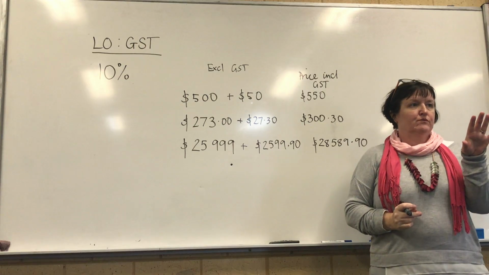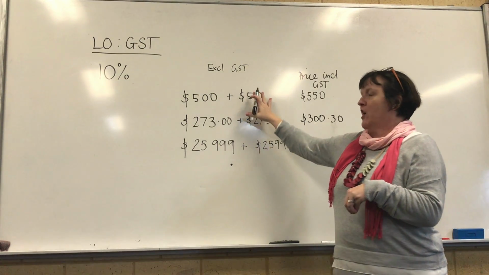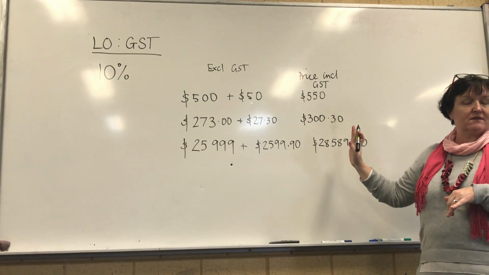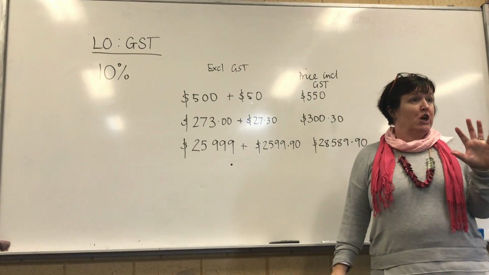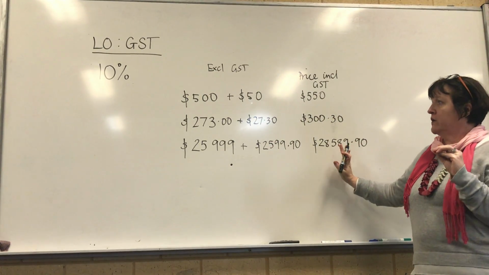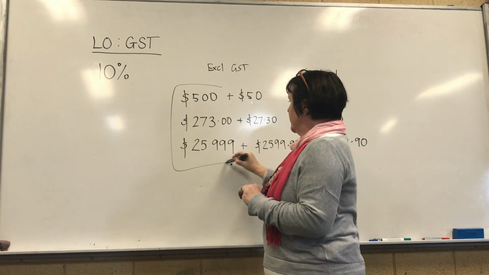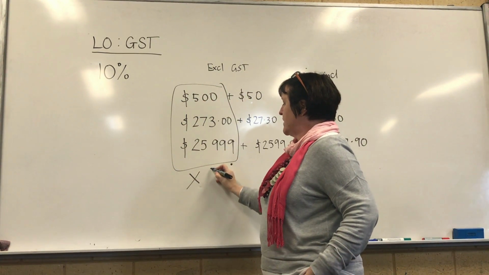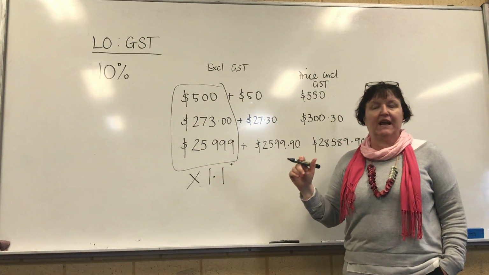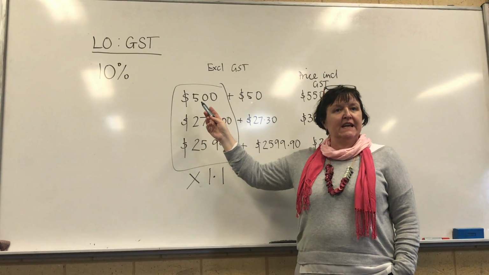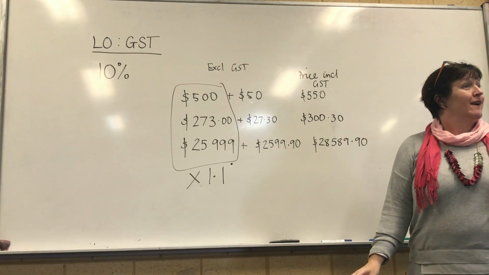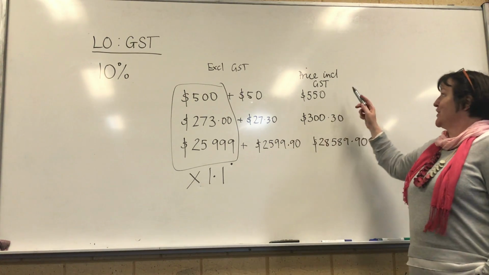Now, the way we've been doing it is you've been finding the 10%, because that's the GST, and then finding the new price. If the question just wants the new price, what you can do is you can take these numbers, okay, and multiply them by 1.1. Okay, so if you've got your calculator out, I want you to put 500 in it and multiply it by 1.1 and tell me what you get. Wouldn't it be 550. 550.